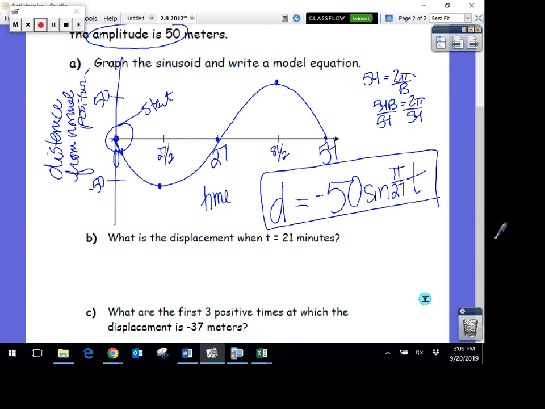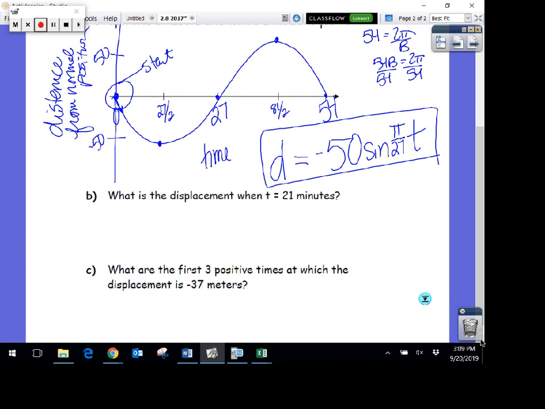The t has to be there. The d, it's up to you. Y equals, d equals, d of t equals, f of t equals. Any of those would be okay. Not f of x, because there is no x in this problem. All right, what is the displacement when t equals 21 minutes?